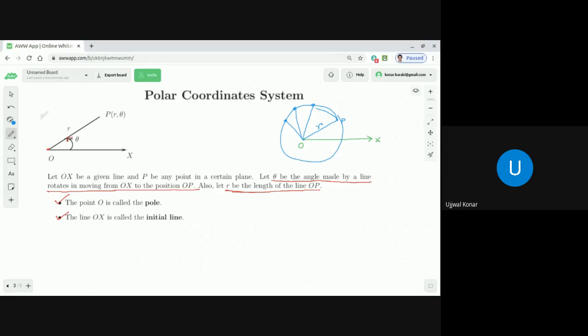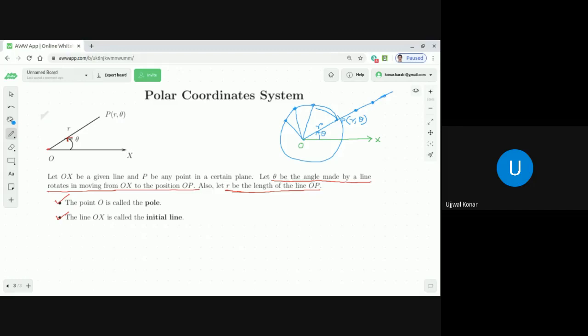So we need another attribute, and that parameter is called theta. But with only theta we also cannot represent a point uniquely. Suppose we call this theta; then any point on this line, this point, this point, and this point, all make an angle theta with the initial line OX. So you are not able to represent the point uniquely with only theta. But when you take the ordered pair r and theta together, you are able to represent that point P uniquely.